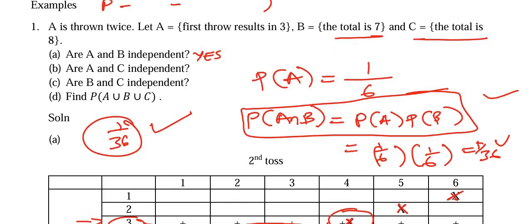A and B are independent. Now we have to check whether A and C are also independent using the same thing. We know that A means the first roll is 3, and C means that the total is 8, right? They are asking, are the two events independent? So let's check their intersection. I'm going to use the table that was already drawn for us here.